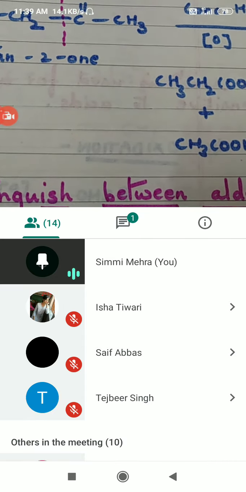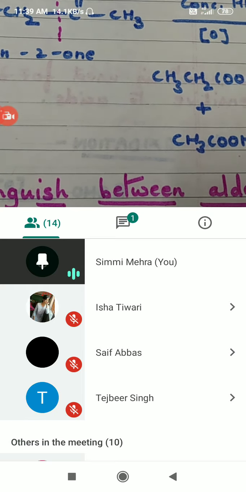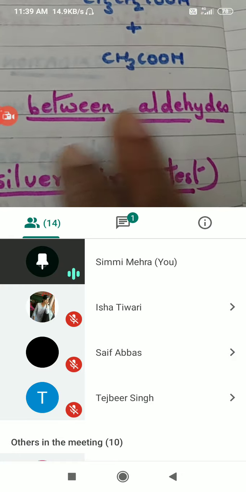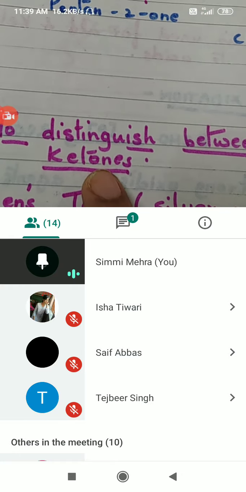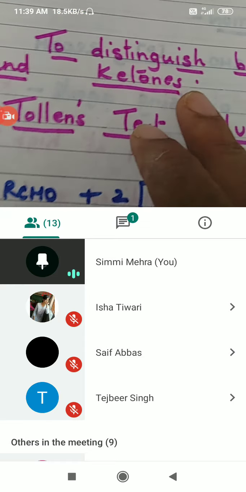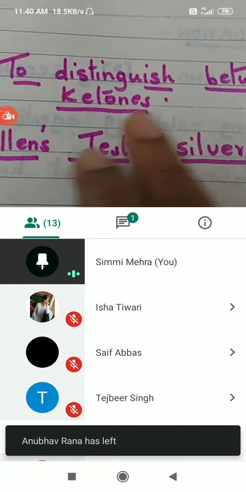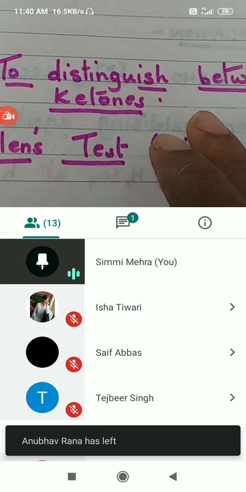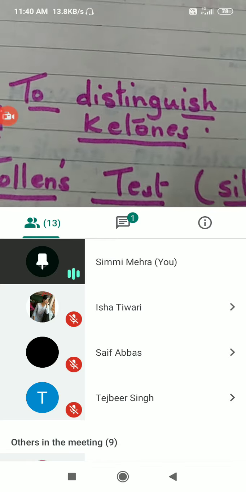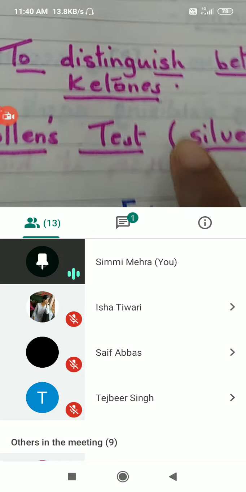Aldehydes, you get the same number of carbon atoms in the respective carboxylic acid. Now, let us go on to distinguish between aldehydes and ketones. So far, we have discussed oxidation with very strong oxidizing agents. Now, let us discuss oxidation with mild oxidizing agents. Aldehydes will get oxidized, ketones will not get oxidized by mild oxidizing agents.